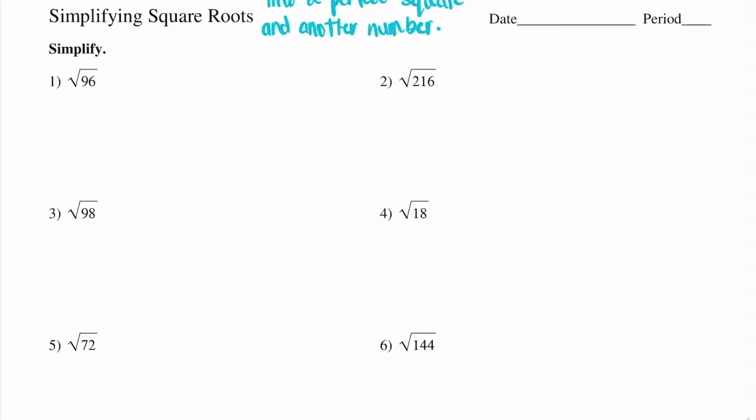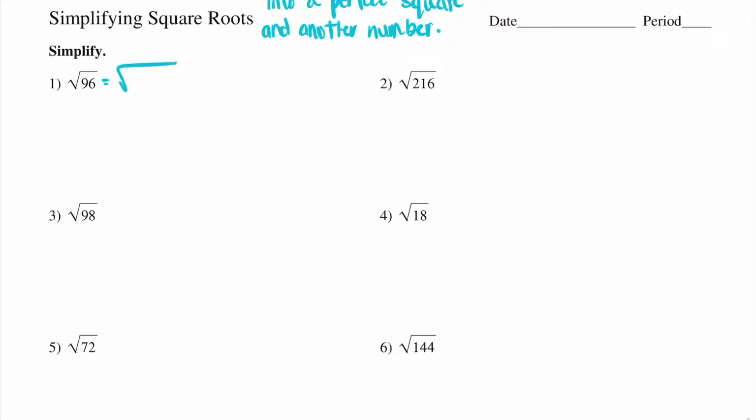So I know that 96 can be divided by, well, let's see. If I divide it by 2, I get 48, right? Then I could divide that by 2 again. So then I get 4 times 24. Let me see if I can divide it by 16. There we go. So it looks like I can rewrite this as the square root of 16 times 6. And then I can rewrite this as the square root of 16 times the square root of 6. I know the square root of 16 is 4, so the square root of 96 is the same thing as 4 times the square root of 6.